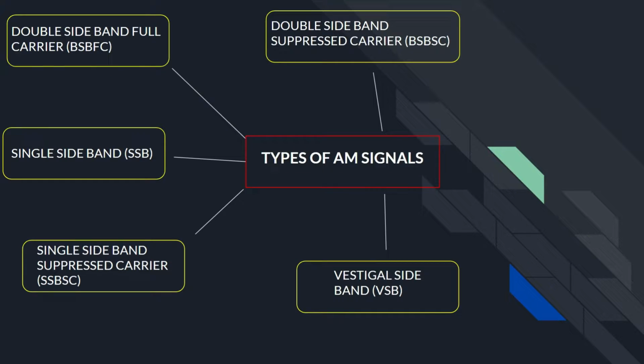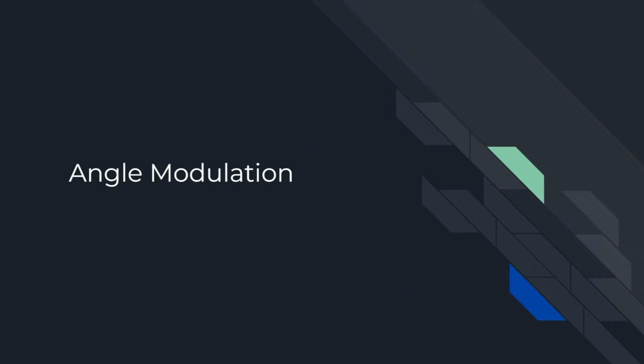We can divide the AM signals into 5 types: single sideband, SSB, single sideband suppressed carrier, SSBSC, double sideband full carrier, DSBFC, double sideband suppressed carrier, DSBSC, and vestigial sideband, VSB.